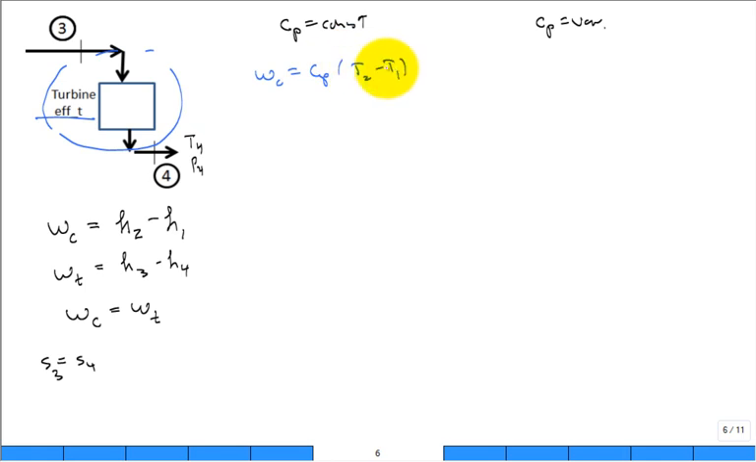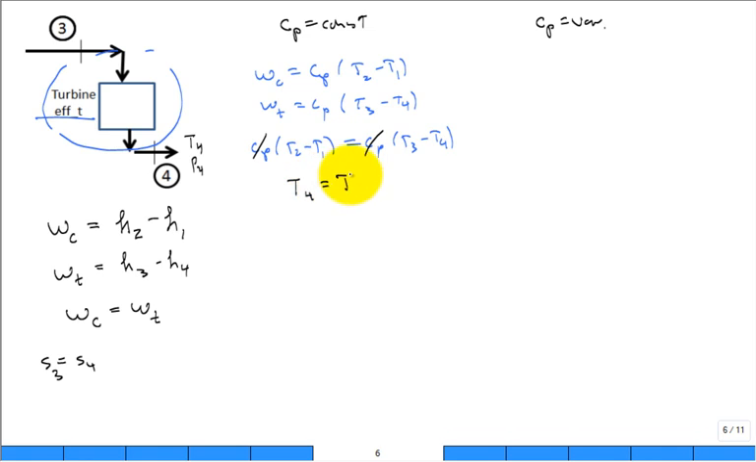The focus shifts away from the enthalpies onto the temperatures. And likewise, W in the turbine is C sub P (T3 minus T4). So when I put them together in this equation, I get that C sub P (T2 minus T1) is equal to C sub P (T3 minus T4). I can cancel the C sub P's, and you find that the exit temperature T4 is equal to the inlet temperature T3 minus (T2 minus T1), that temperature difference across the compressor.